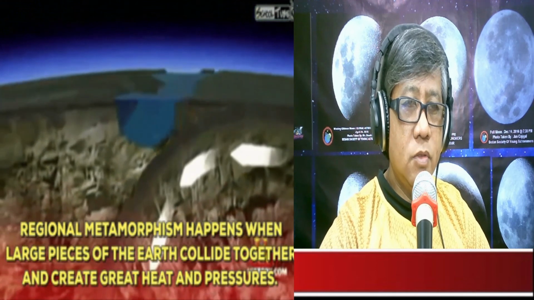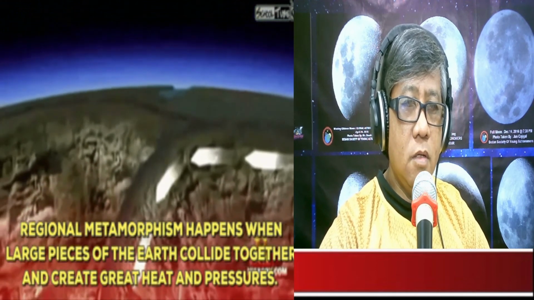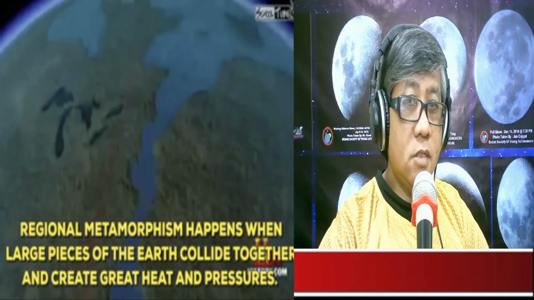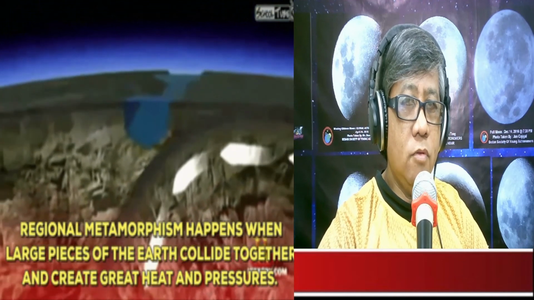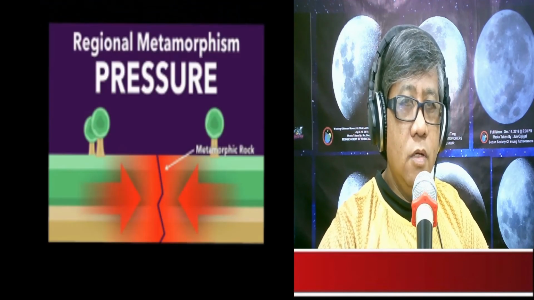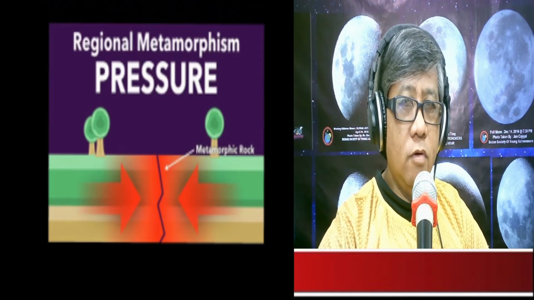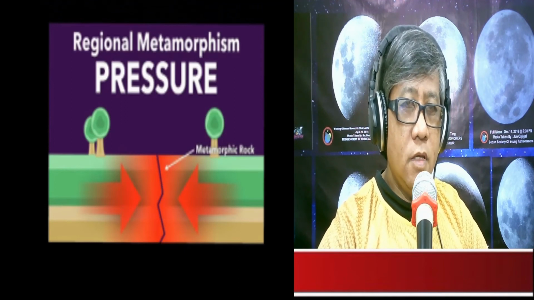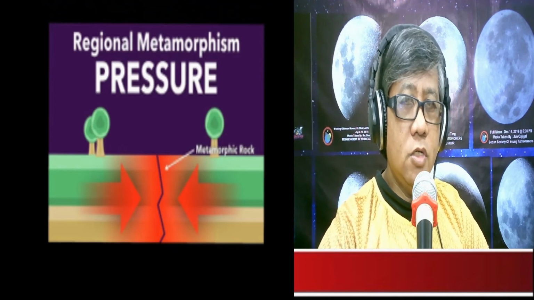This happens when large pieces of the earth collide together and create heat and extreme pressure. This extreme pressure will convert the rocks into metamorphic rock. So regional metamorphism involves increase in pressure, and this increase in pressure will change the rock into metamorphic rock.